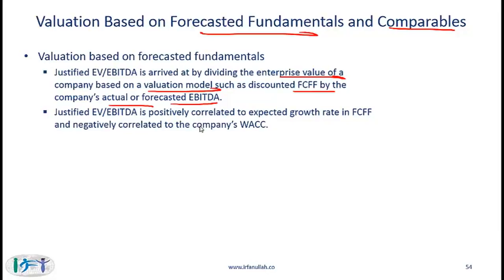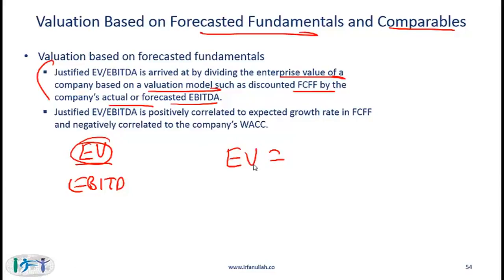All this is saying is that to come up with the multiple EV to EBITDA, you have to come up with the enterprise value. And this is saying that you arrive at the enterprise value using a model such as the FCFF model. So take a very simple company that does not have any marketable securities, just for simplicity, or marketable securities are close to zero. What is the enterprise value?